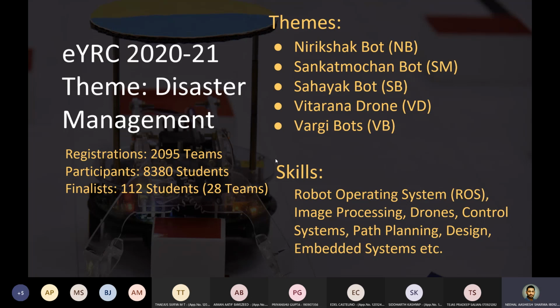Coming to the themes for the previous year, the theme that I was part of, Vargipots, dealt with an industrial warehousing application where you had to manipulate an industrial robotic arm to perform pick and place sorting, that sort of thing. Then there are many other themes such as Vitran Drone, which was a drone based theme where you had to pick and place packages from one point to another. Sahayak Bot, which was more of a warehouse optimization thing. You can go and check out the YouTube channel for eYantra, where they have theme films that cover all the themes that were there in not only the previous year, but the years before that.